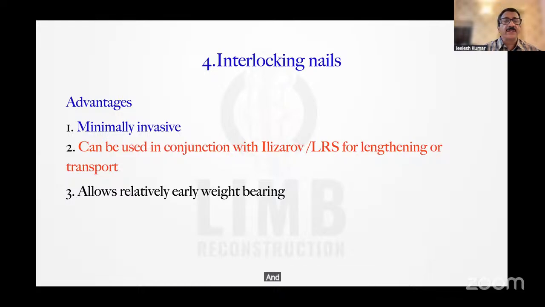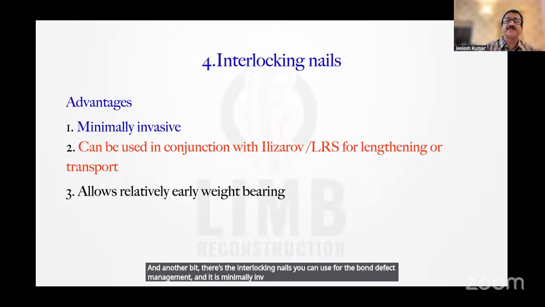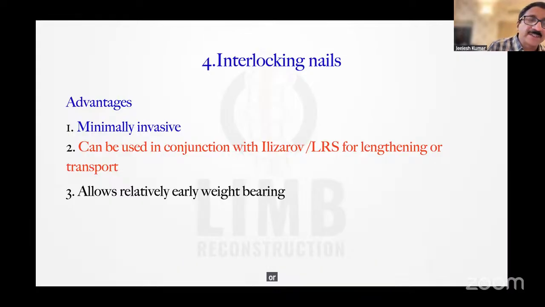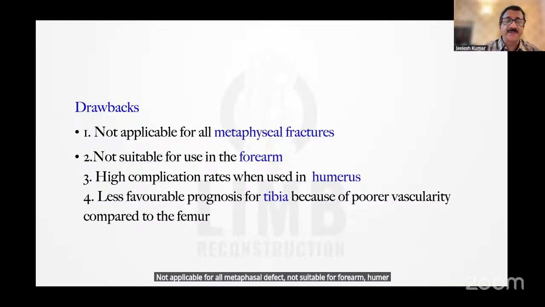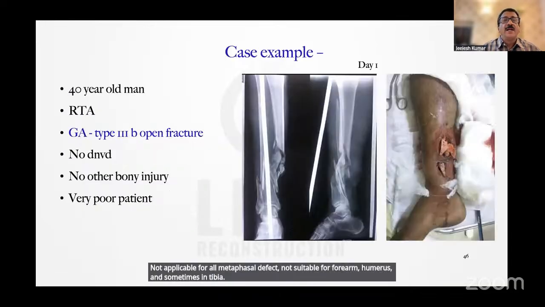And another method is the interlocking nails you can use for bone defect management, and it is minimally invasive, can be used in conjunction with Ilizarov or LRS for lengthening or transport or anything you can use. And it allows relatively early weight bearing. And the drawback of this ILN bone defect management is it is not applicable for all metaphyseal defects, not suitable for forearm, humerus, and sometimes tibia. And this is one example.